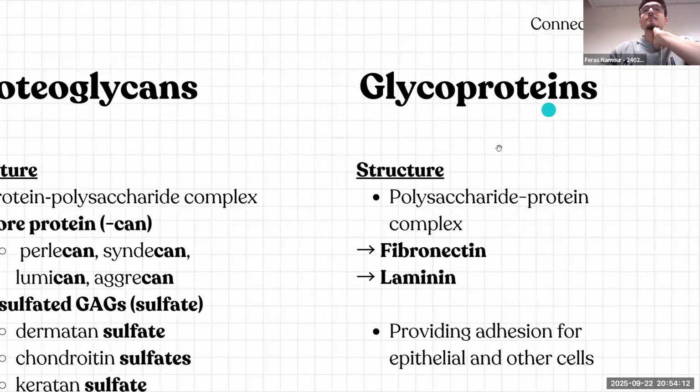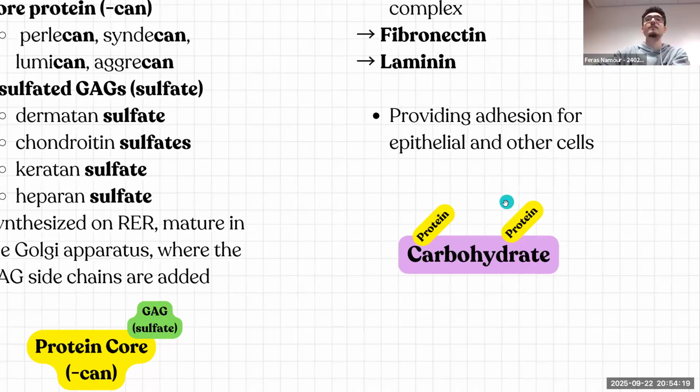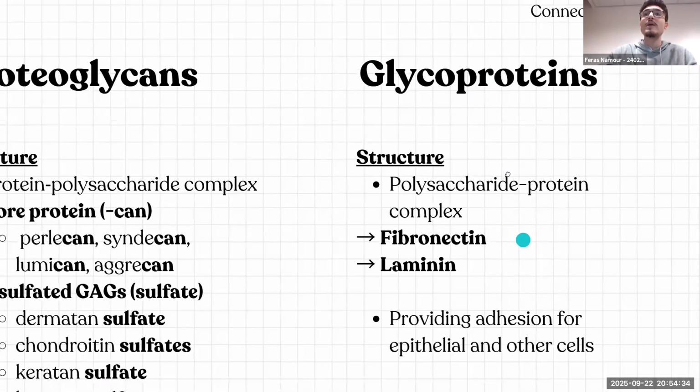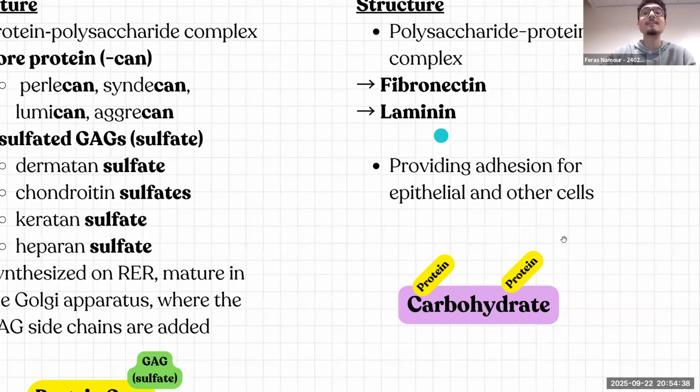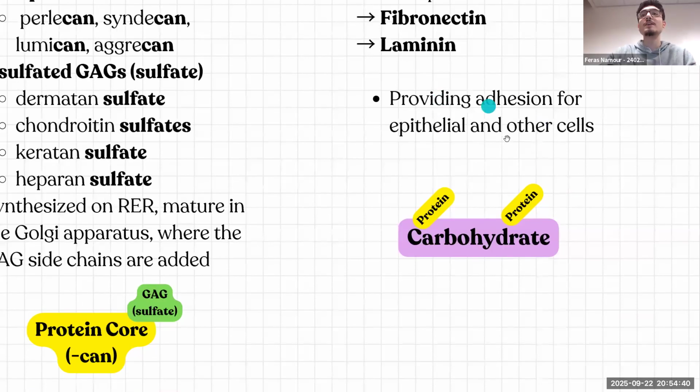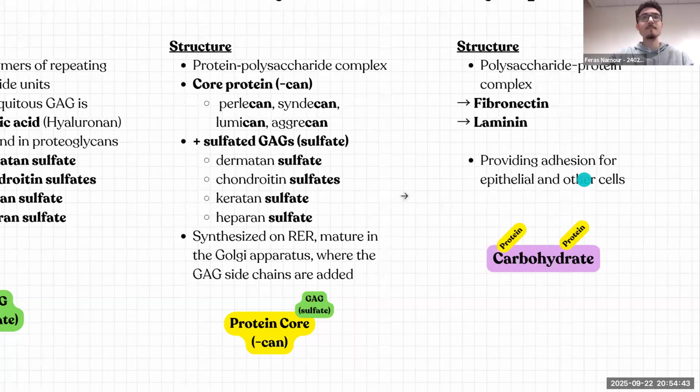Lastly, glycoprotein. So it's a polysaccharide protein complex. It's the other way around. Does it matter? Absolutely. If I'm starting with a protein and I'm adding onto it a GAG, it's much different than if I'm starting with a carb, adding onto it a protein, all right? These are two different things. They interact differently with the environment and a lot of things, all right? So, glycoproteins, we have our polysaccharides and protein complexes, fibronectin, laminin, and they provide adhesion for epithelium cells.